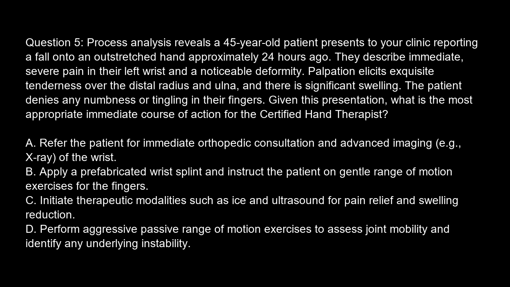Option A. Refer the patient for immediate orthopedic consultation and advanced imaging, e.g., X-ray of the wrist. Option B. Apply a prefabricated wrist splint and instruct the patient on gentle range of motion exercises for the fingers. Option C. Initiate therapeutic modalities such as ice and ultrasound for pain relief and swelling reduction. Option D. Perform aggressive passive range of motion exercises to assess joint mobility and identify any underlying instability.